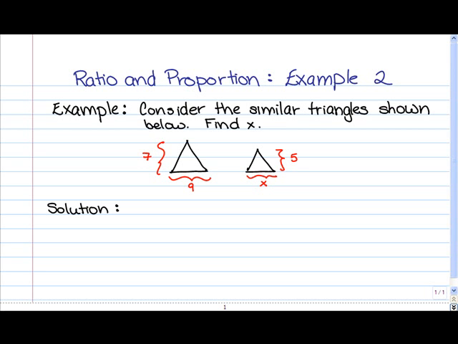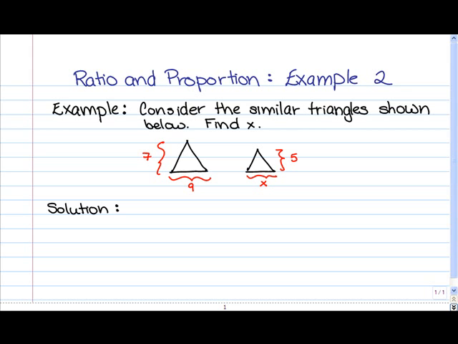What you're going to have to do is set up a proportion that compares the ratios of, for example, the height of the small triangle to the height of the big triangle is going to be the same as the width of the small triangle compared to the width of the large triangle. That's one way of setting it up. You could also compare the height of the large to the width of the large, and that ratio should be the same as the height of the small compared to the width of the small.